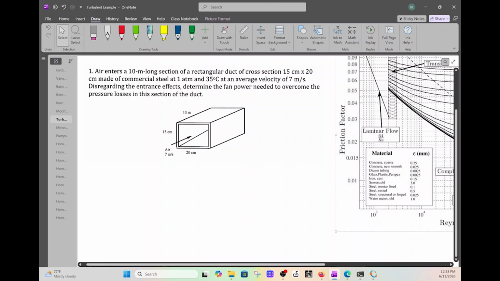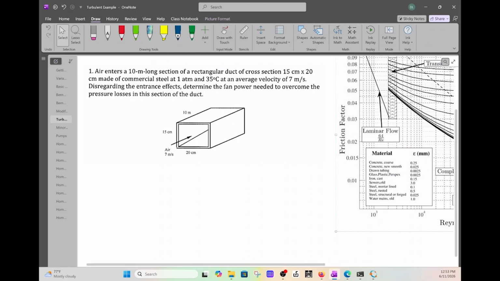So air enters a 10-meter long section of a rectangular duct of cross-section 15 centimeters by 20 centimeters made of commercial steel at 1 atmosphere and 35 degrees C at an average velocity of 7 meters per second. Disregarding the entrance effects, determine the fan power needed to overcome the pressure loss in this section of duct.